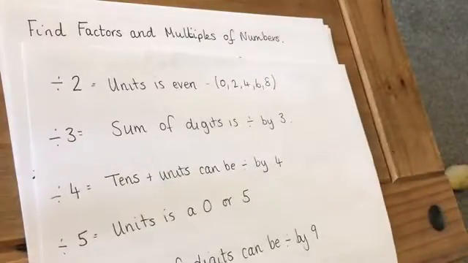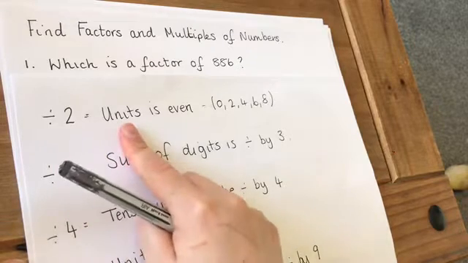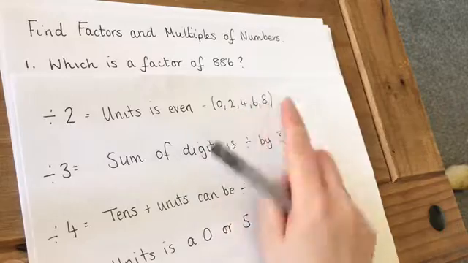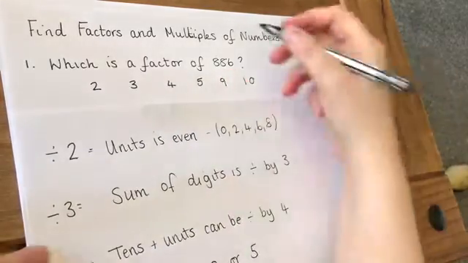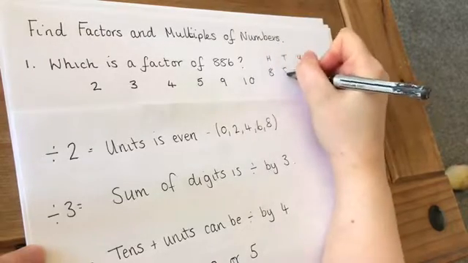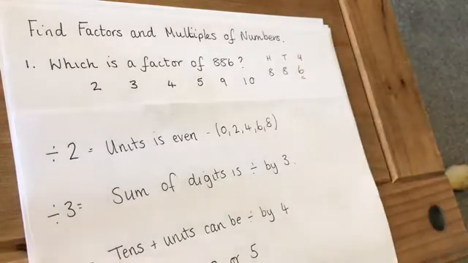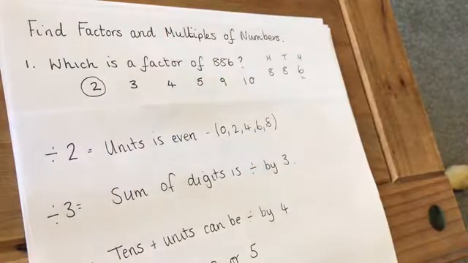Now, 2 is a multiple of the number if the units column is an even number. So 0, 2, 4, 6, or 8. So let's have a look. The units column, let's write it out like this just so we can. 886. So our units column is a 6, which is an even number. So it is divisible by 2. So I'm going to put a circle around that one.